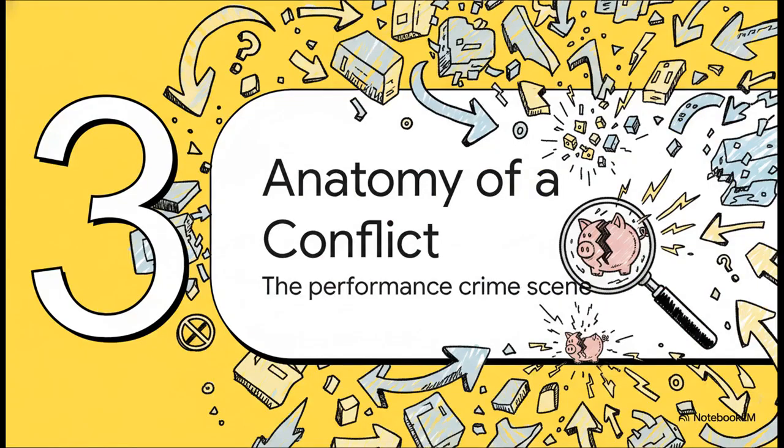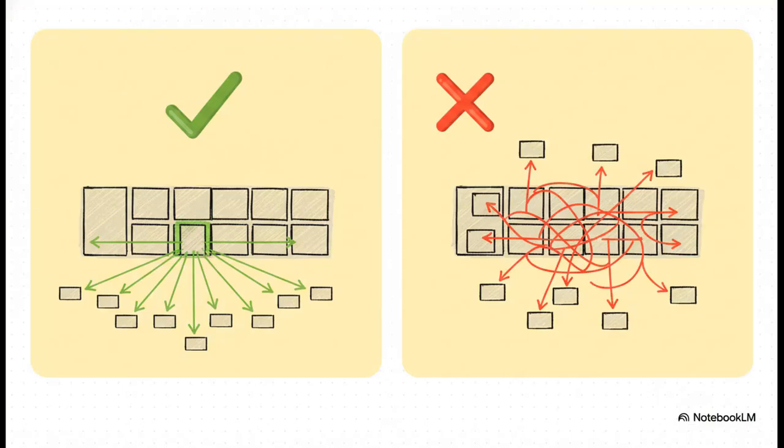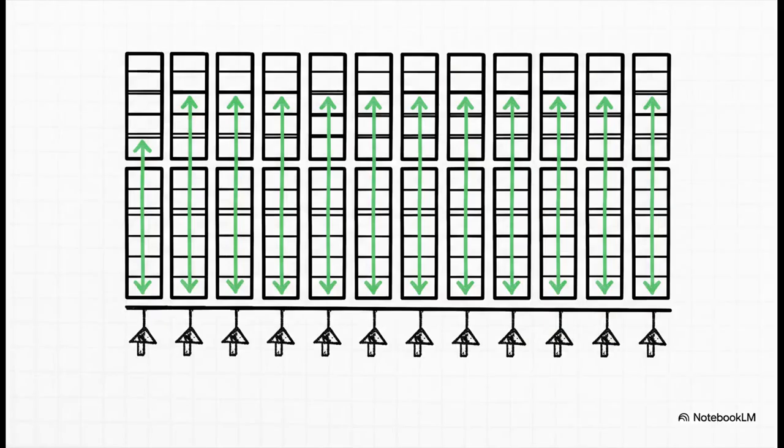Okay, so now let's see how this beautiful, elegant system can completely fall apart. We're going to look at the anatomy of a bank conflict, the scene of the performance crime, if you will. Now, this is a really important distinction. If all 32 threads in your warp want to read the exact same memory address, the hardware is smart about it. It does one read and just broadcasts that value to all the threads. Super fast, no problem. A conflict only happens when they're trying to read different addresses that just happen to land in the same bank.